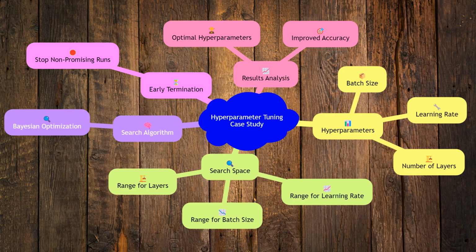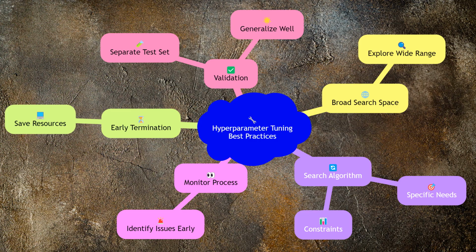the validation set. When tuning hyperparameters, it's essential to follow best practices to ensure efficient and effective results. Start with a broad search space to explore a wide range of hyperparameter values. Use early termination policies to save computational resources. Choose the right search algorithm based on your specific needs and constraints. Monitor the tuning process closely to identify any issues early. Finally, validate the tuned hyperparameters on a separate test set to ensure they generalize well to unseen data. Following these best practices can help you achieve optimal model performance with minimal effort.